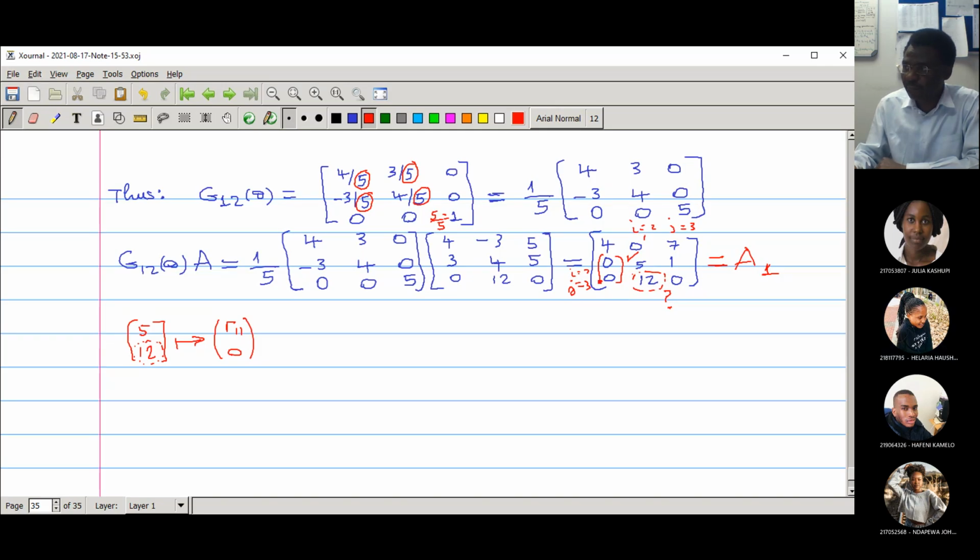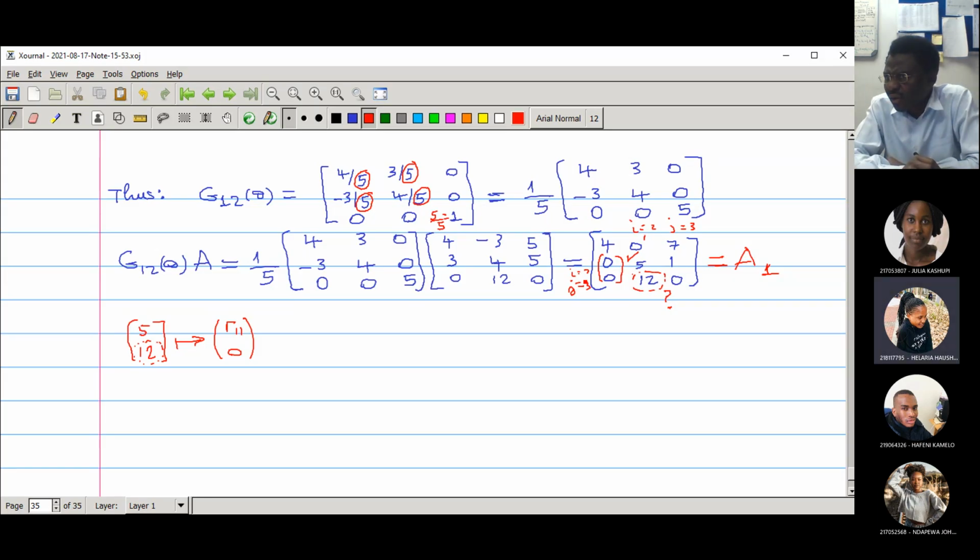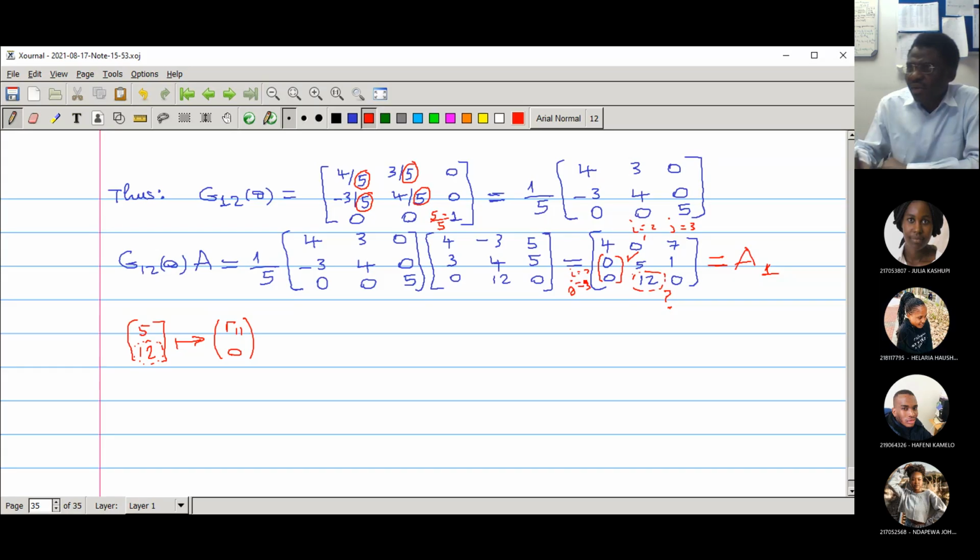Yes? Is that not supposed to be 5? A1, that first entry. 5. Which entry? The first one, where there is 4. This entry? Yes. You say it's supposed to be 5.